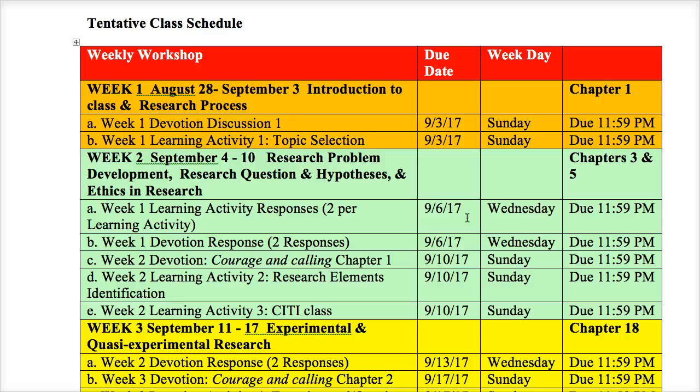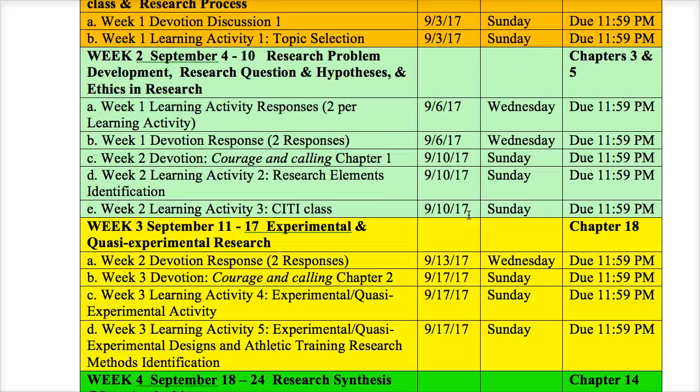And then in week 2, we'll go over week 1, we go over the research process, the steps of research. Week 2, we talk about the details within that research process, how to write a research question, a purpose statement, hypotheses, a bunch of stuff like that. So you'll do an activity doing that. We have our second devotional, and then you'll have another assignment, week 2, learning activity 3, which is called a city class. They teach you on the ethics on conducting research.